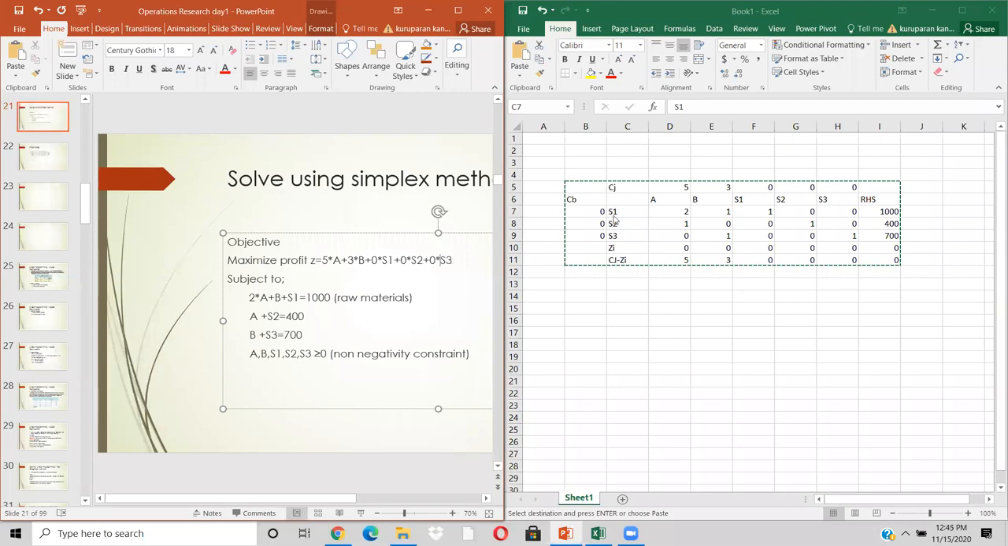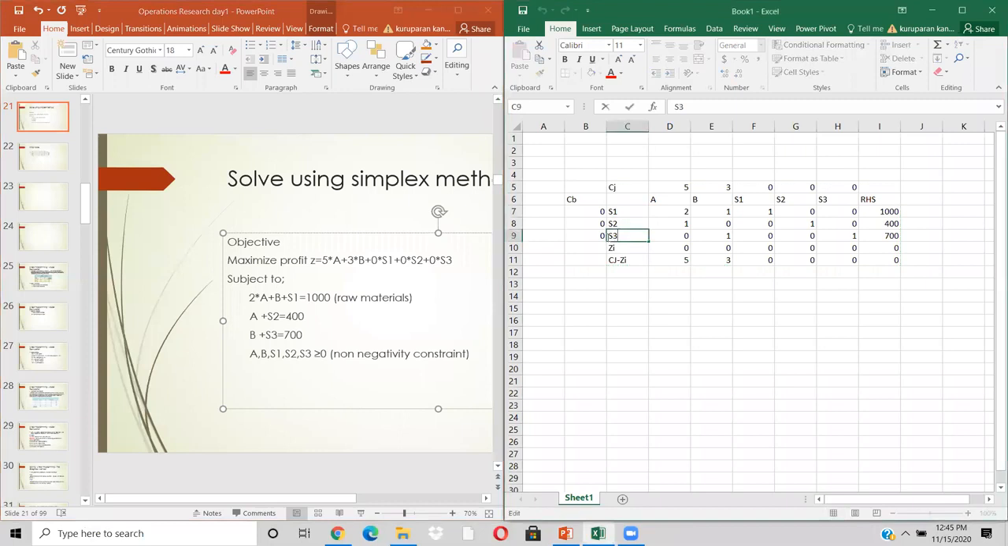So here, the coefficient of S1 in the objective is 0, for S2 it is 0, similarly for S3 it is 0. Suppose instead of S3, if I have B, what will be the CB here? That's 3. Why? The objective function has 3. This will be 3.